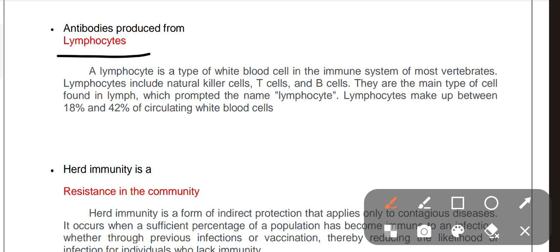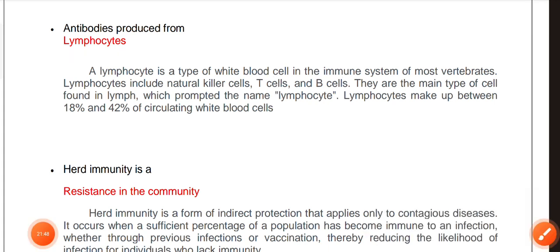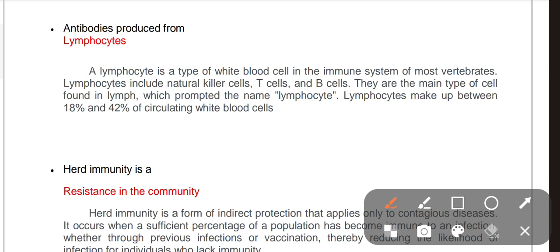Lymphocytes include natural killer cells, T cells and B cells. They are the main type of cell found in the lymph. So in the lymph we can find the T cells and B cells. These cells work against the pathogens which enter our body, and which gave the name lymphocyte. Lymphocytes make up between 18 to 42% of circulating white blood cells. So lymphocytes are present 18 to 42% in our blood, that is WBC.